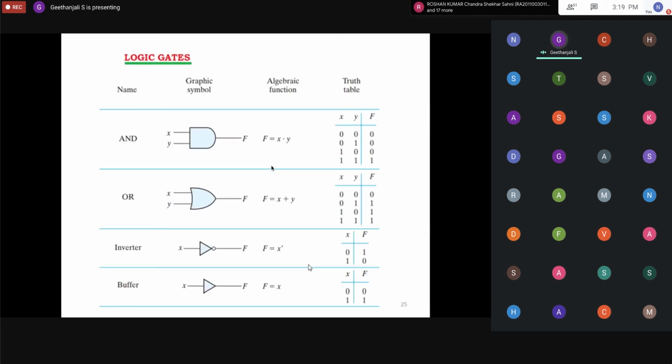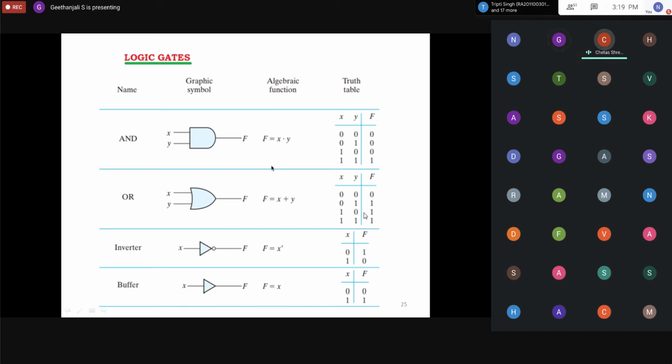Then logic gates. We have done it in the lab also. Same. AND gate means what? Both should be on. This is the symbol. X into y. This is xy. When x into y is 1, both are 1. This is the AND gate. OR gate symbol means this is the symbol, x y are the inputs, f is the output. X plus y, the summation.